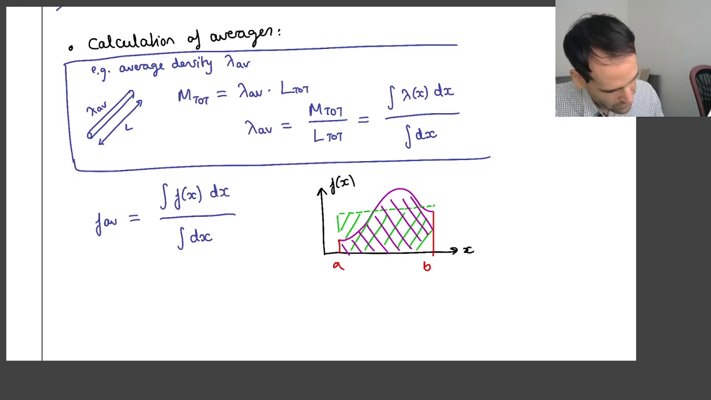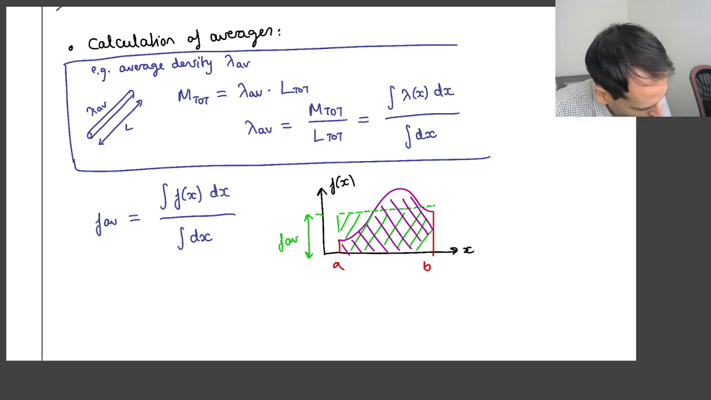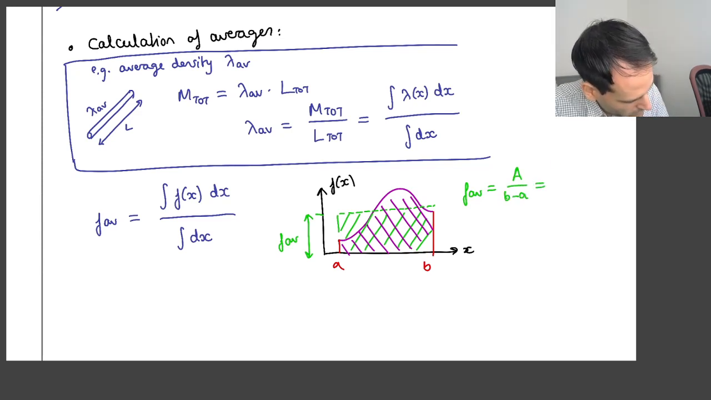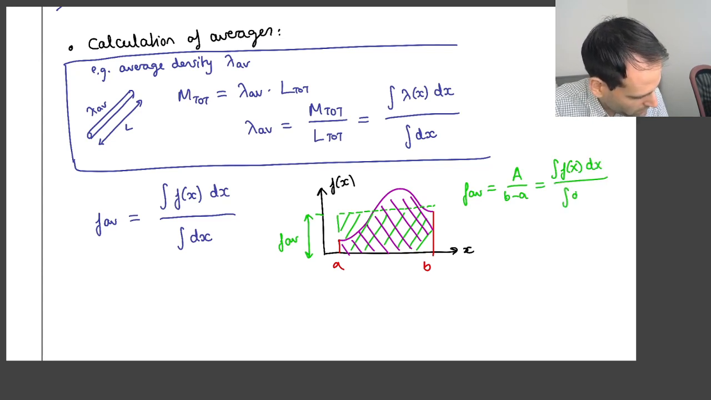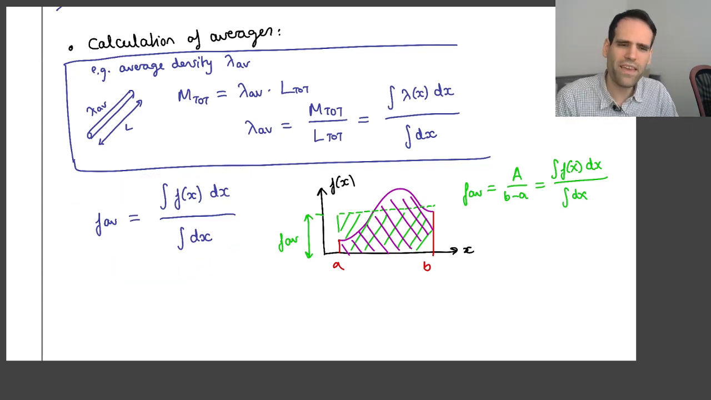That's why you can calculate this average, f average, which would be this typical height of the function f, as the area divided by the length. Area A divided by the length, which is b minus a, equals the integral of f of x dx divided by b minus a, which is the integral of dx. Which is exactly what I wrote here. So that's the calculation of the average of a function.